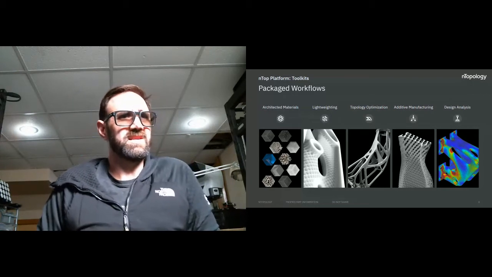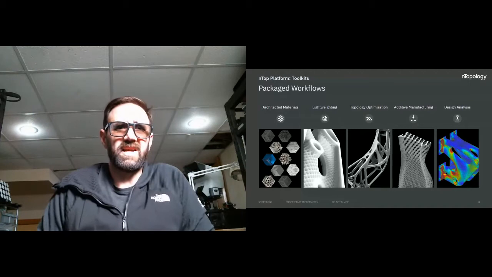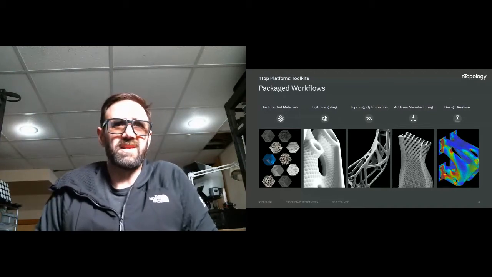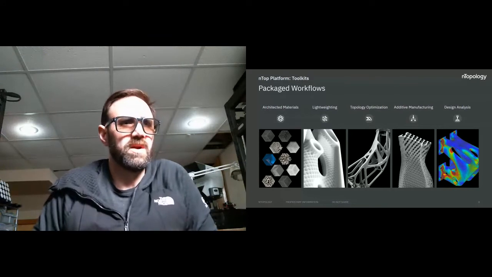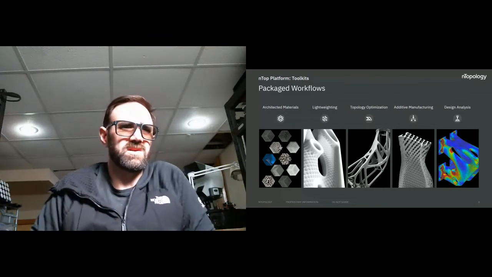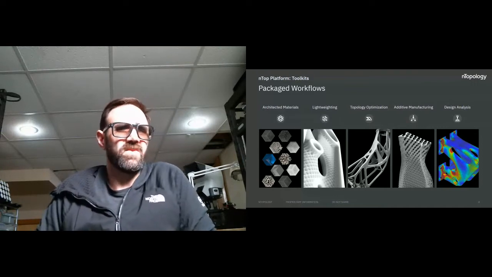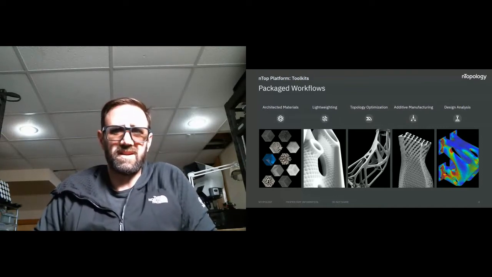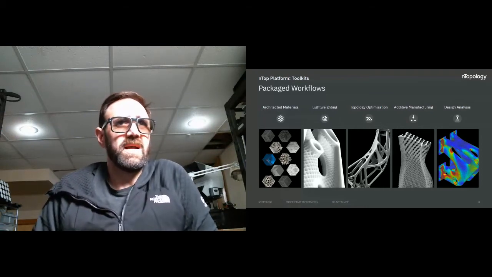The idea is that you have some sort of design space, and then you ultimately want to lightweight that design and design for the process. In this case, we used a shell and fill type approach, and we used 3 different toolboxes from our software to do that. First, we used architected materials, then lightweighting, and then we did some design analysis to validate the performance of those parts.